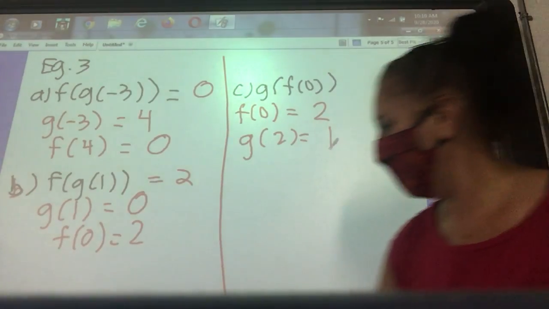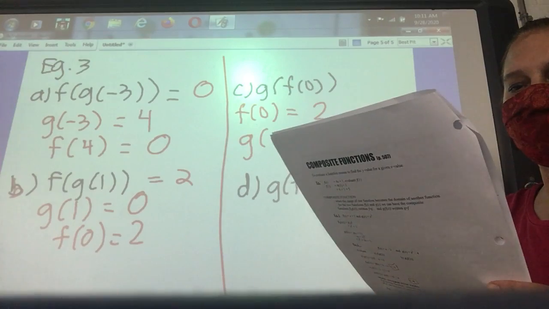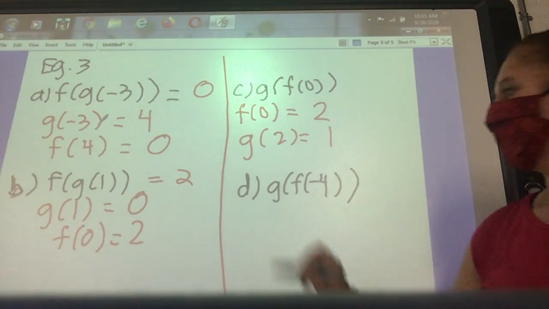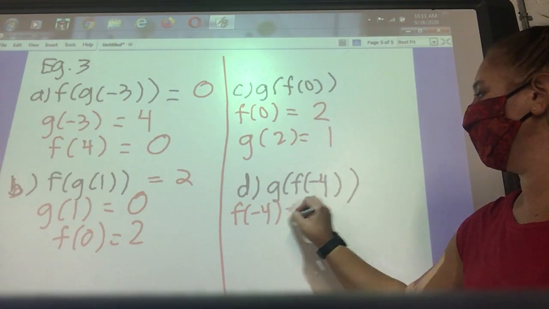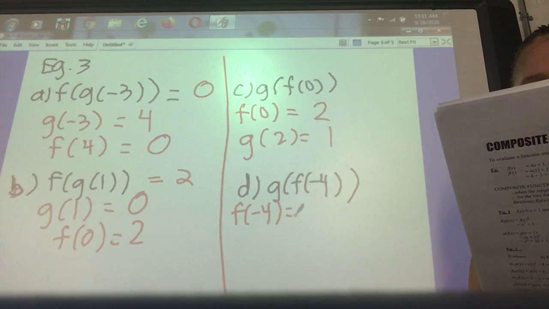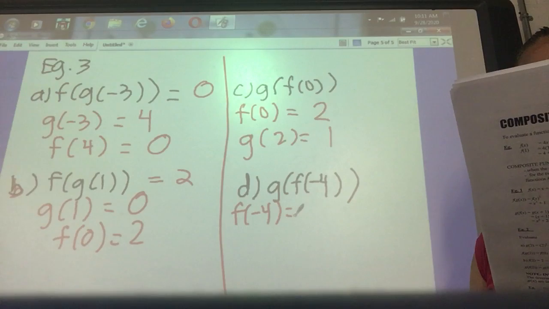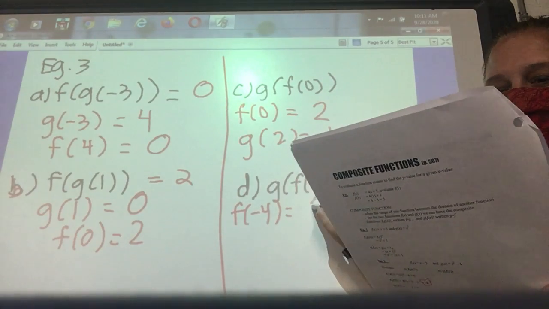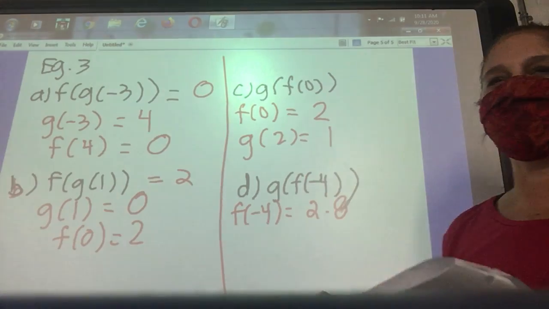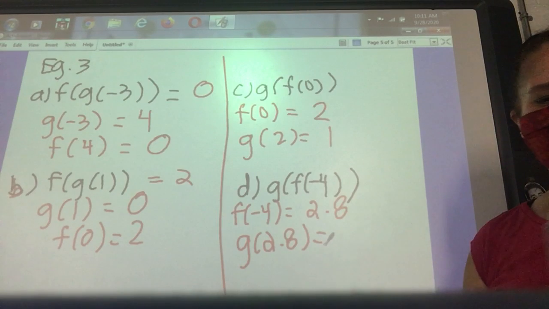Okay, and the last one for this part, we have g of f of minus 4. The first thing we solve for is f of minus 4. Oh, that's not quite a nice number, is it? F of minus 4 is 2.8. Okay, I'll give you nice numbers to work with on your test. So now we solve for g of 2.8. Well, that's a weird number. That's the way it is.